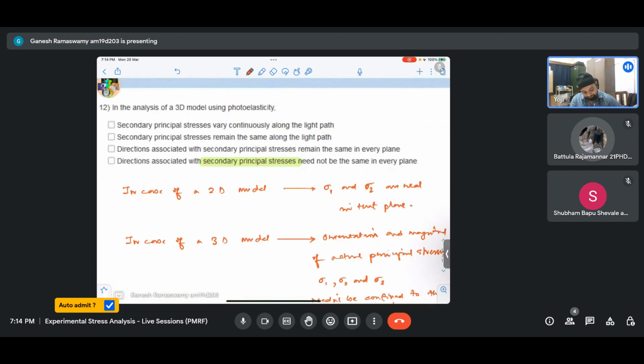So yes, secondary principal stresses vary continuously along the light path. At each and every point, we will get different projections based on the variation. If they were the same, essentially we would have the same response along the light path, which implies that it could either be a plane stress condition or a plane strain condition. So yes, they vary continuously along the light path, and directions associated with secondary principal stresses also vary continuously along the light path. Need not be the same. So I hope that this is clear.